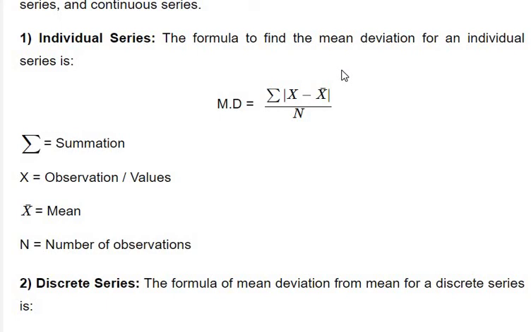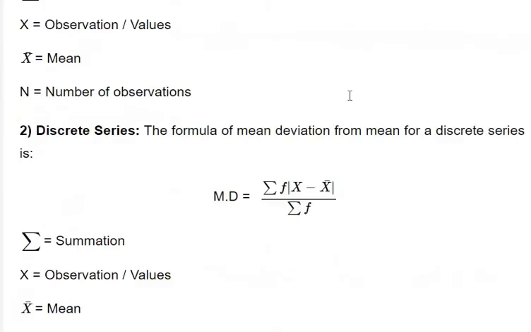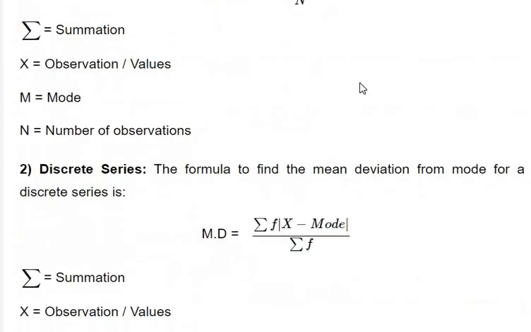First you find x bar, then you find the difference of each value from x bar. Just don't consider the sign, whether that value is positive or negative. Now you add the values, that is sigma modulus x minus x bar. Then you divide it with n, number of observations. Let us see what are the steps to be followed when we want to do a mean deviation.